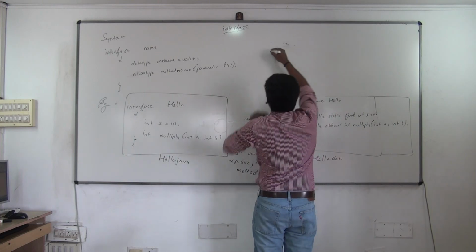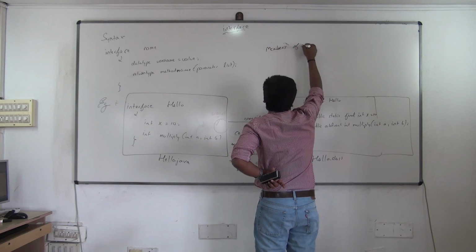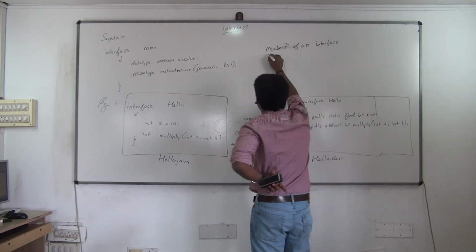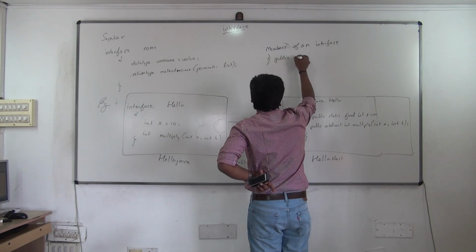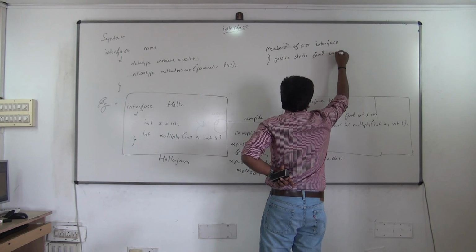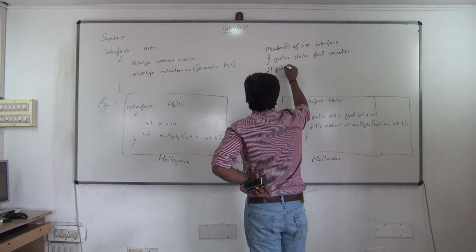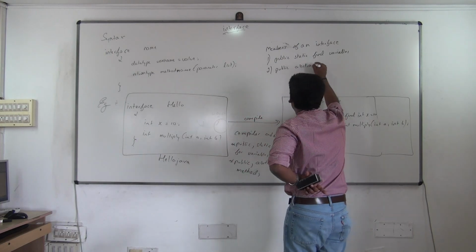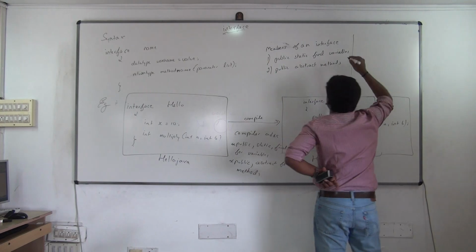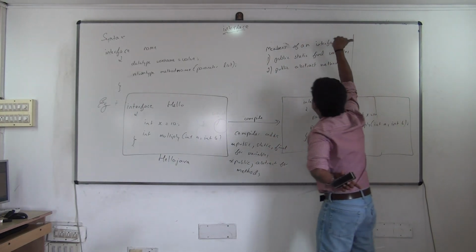So, possible members of an interface. What are the possible members? Public static final variables. Second would be public abstract methods. So an interface can contain only two types of members.